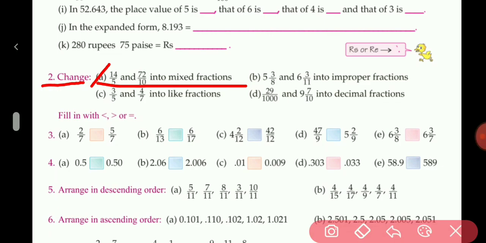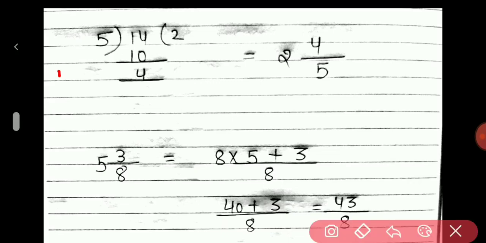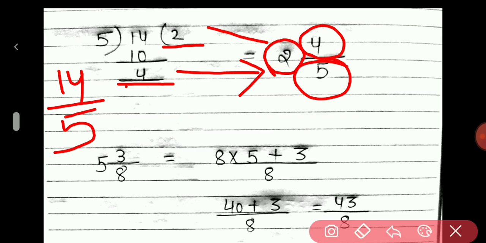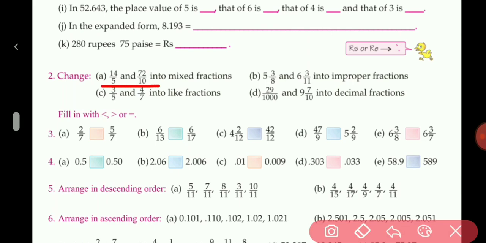Question number 2. Change A part, 14 upon 5 and 72 upon 10 into mixed fractions. So we have to change these improper fractions into mixed fractions. Look here at the solution. 14 upon 5. So 14 will be divided by 5. Here is the quotient and here is the remainder. So how we will write them in now mixed fractions? 2 will be written as the integral part, means the quotient part. Remainder will be written as the numerator part and 5 will be written as the denominator part. So this is the answer. In this way, the next part you can do it by yourself.